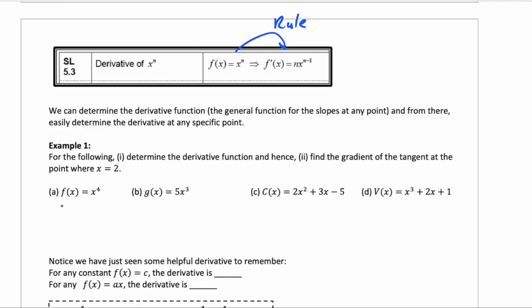So let's look at all these functions. In the first one, the derivative, and we'll denote it f prime of x, the exponent gets multiplied by the front coefficient. It's 4. x, reduce the exponent by 1.